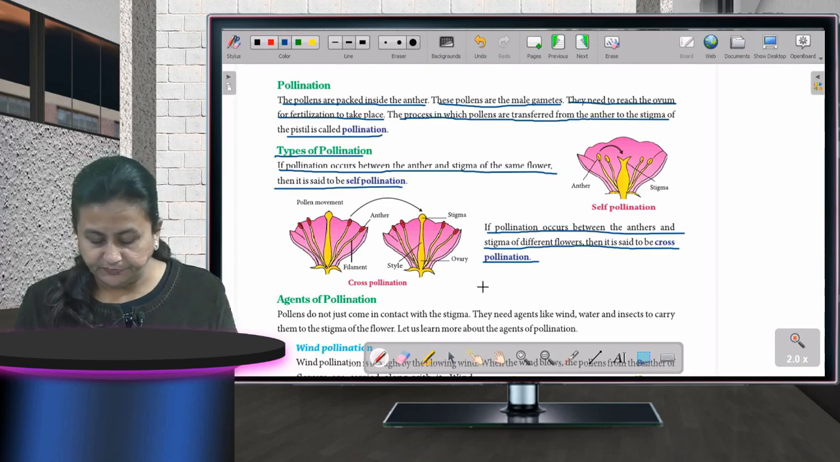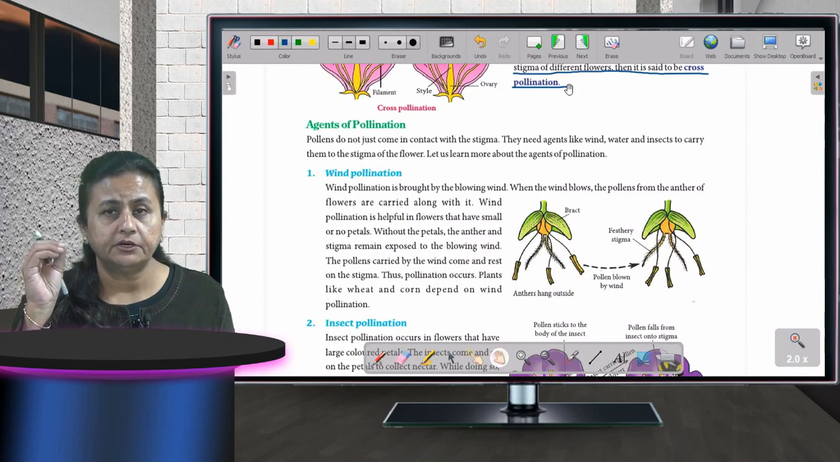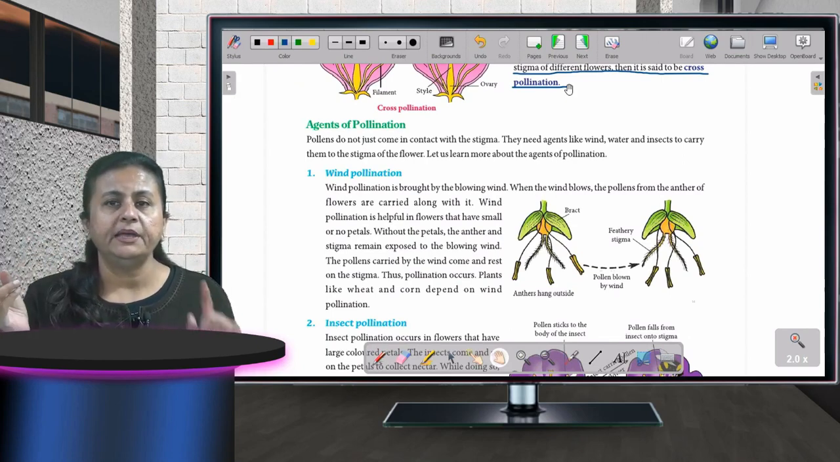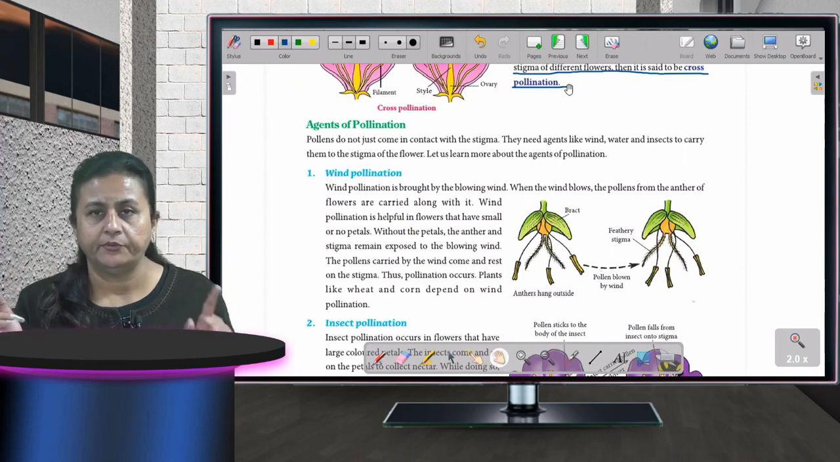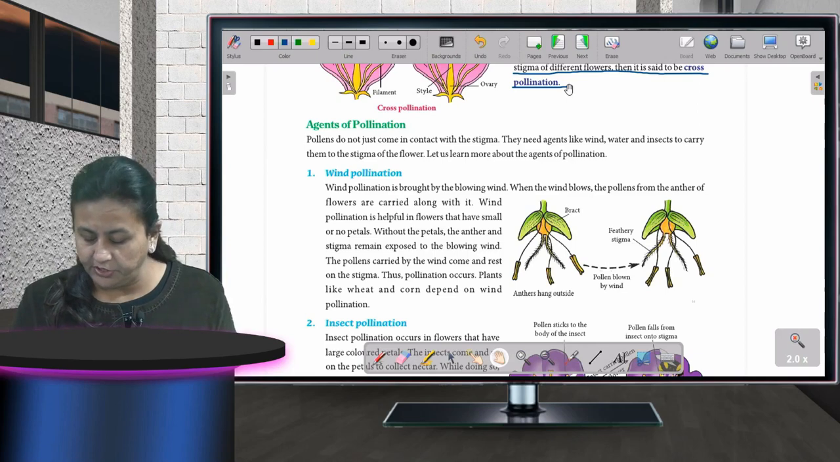Fine. Now there are different agents of pollination. What is pollination? The small pollen grains, the male part, has to reach the female part. Okay, so there are different agents of pollination. First is wind pollination. Okay, wind pollination.